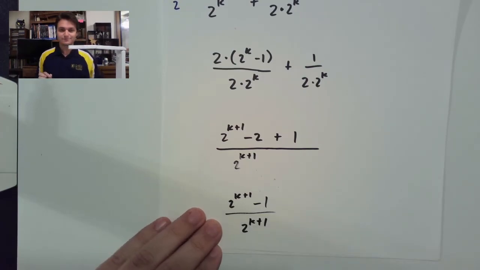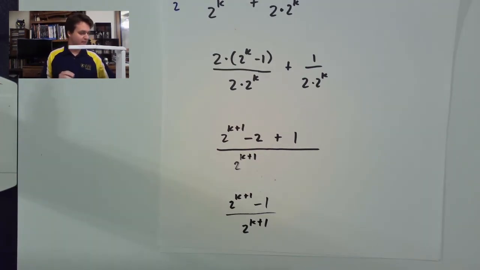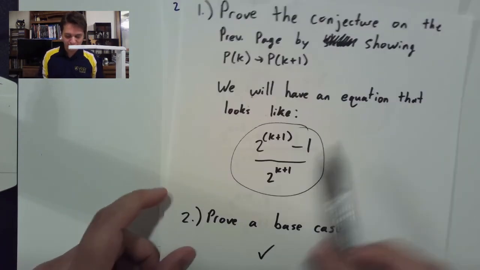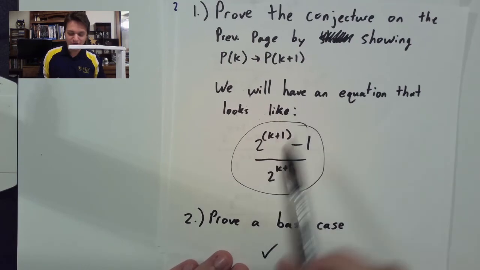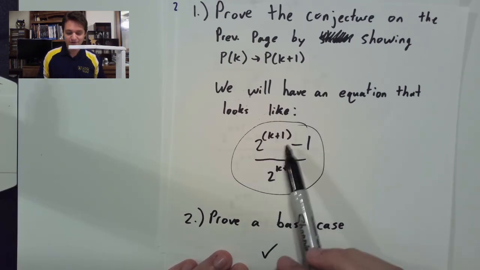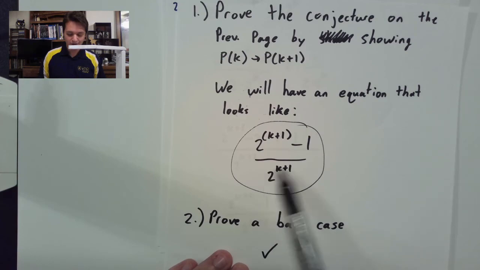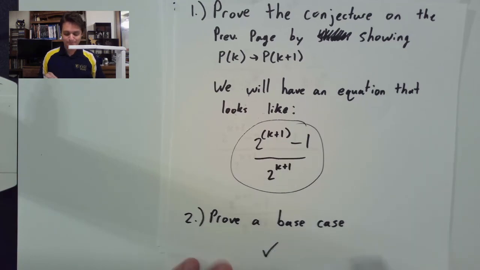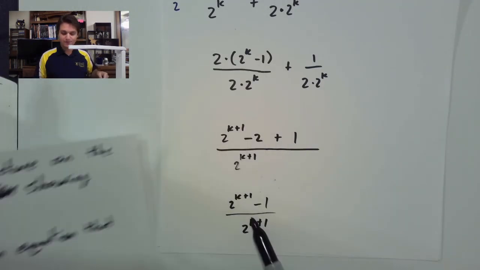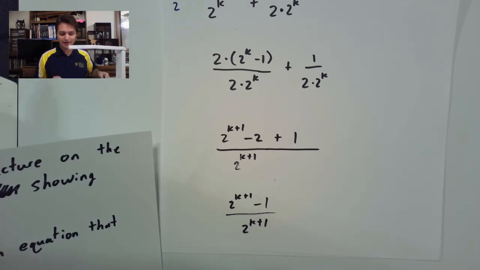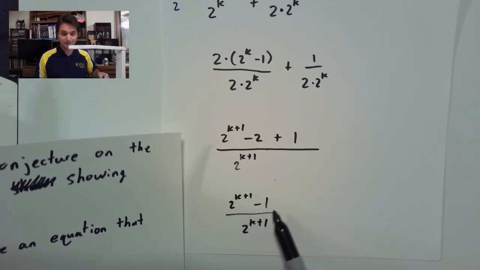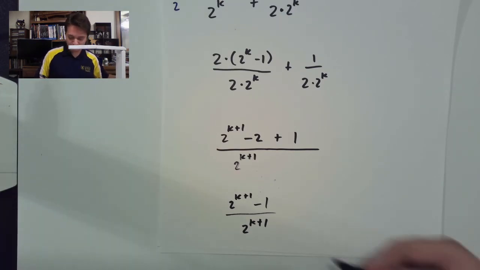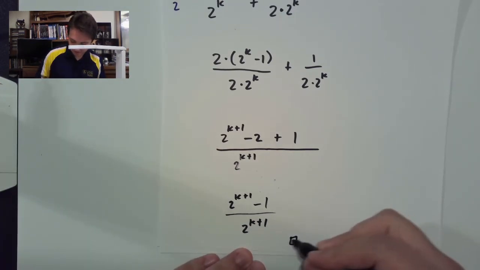Now, at this point, let's go back and look at our original goal. Remember, we had a goal for all of this. We were trying to prove some conjecture, and we said that we'd eventually have an equation that looked like this: (2^(k+1) - 1)/2^(k+1). Wouldn't you know, that's exactly what we have here. This is what we had to show.